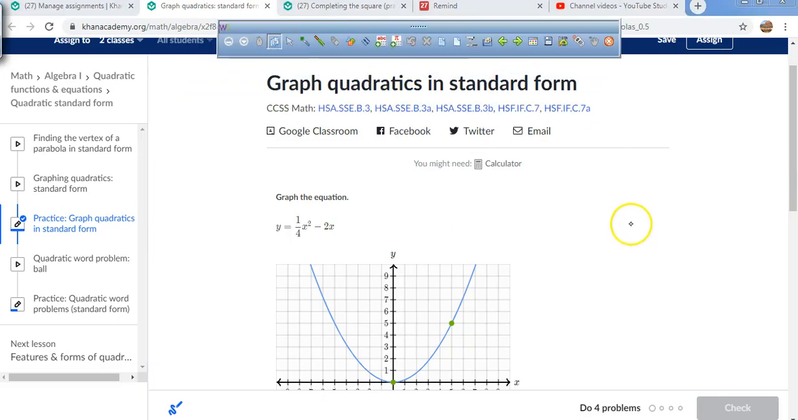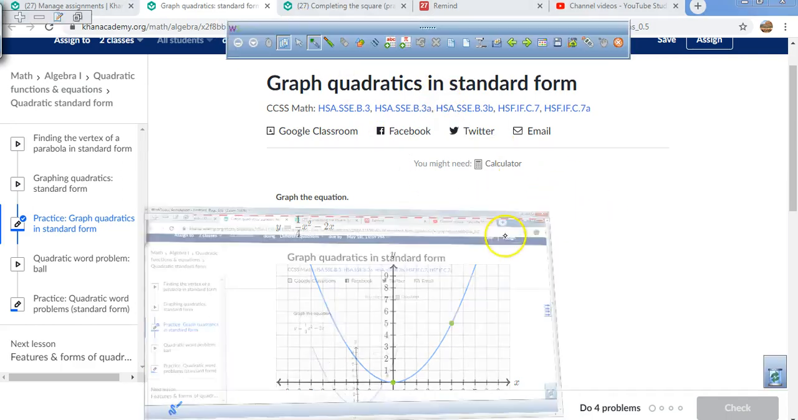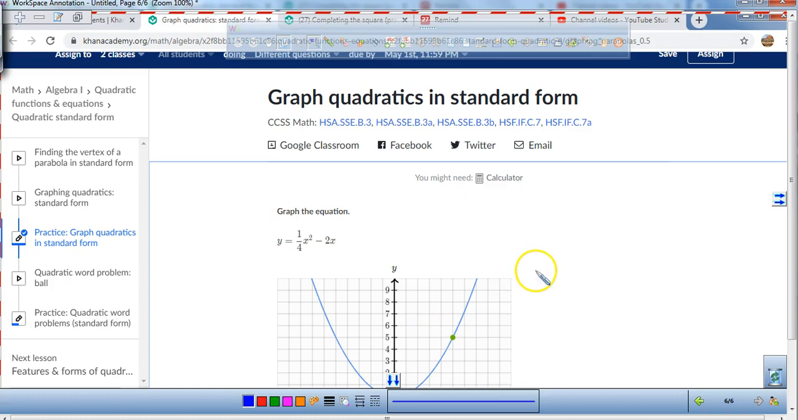Okay, so what we're going to be doing is we're going to learn how to graph quadratics in standard form. We're going to do this by hand, and then we're also going to use a calculator, but we're going to try it by hand so you know how to do it if you didn't have a graphing calculator. Now, this is in standard form.